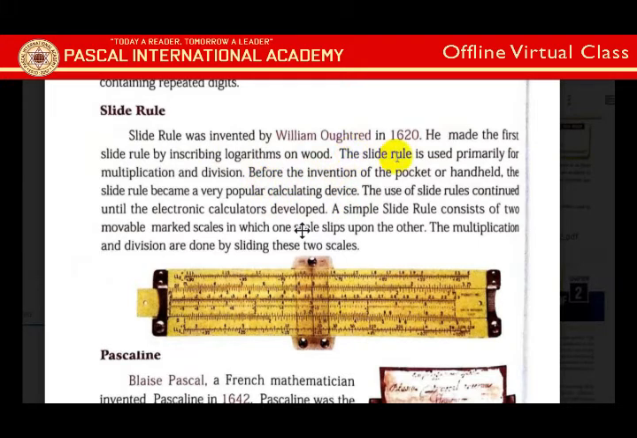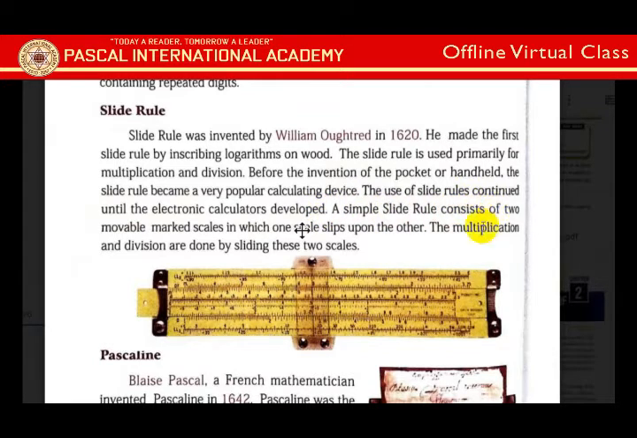It was used primarily for multiplication and division. Before the invention of the pocket or handheld calculator, the slide rule was a very popular calculating device. So before the invention of the calculator which we use today, it was what was used. The use of the slide rule continued until the electronic calculator was developed. As I said, until the calculator which we are using today, the slide rule was used.